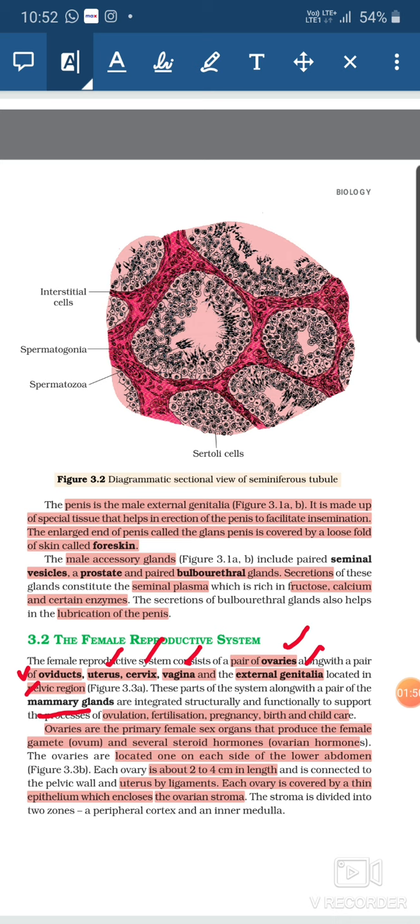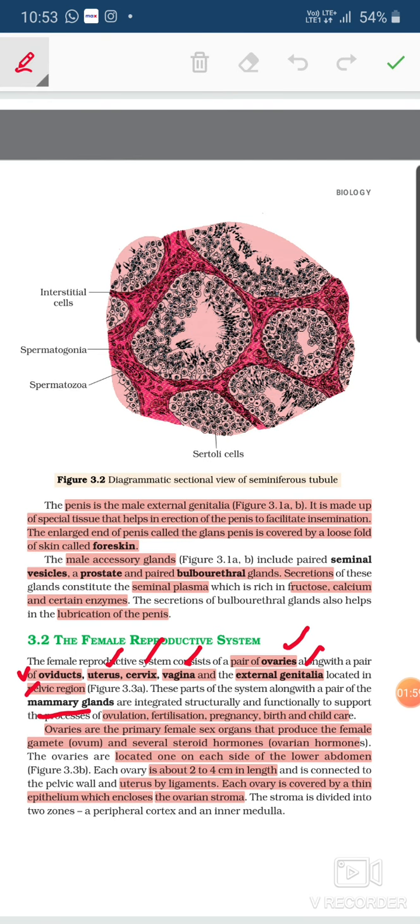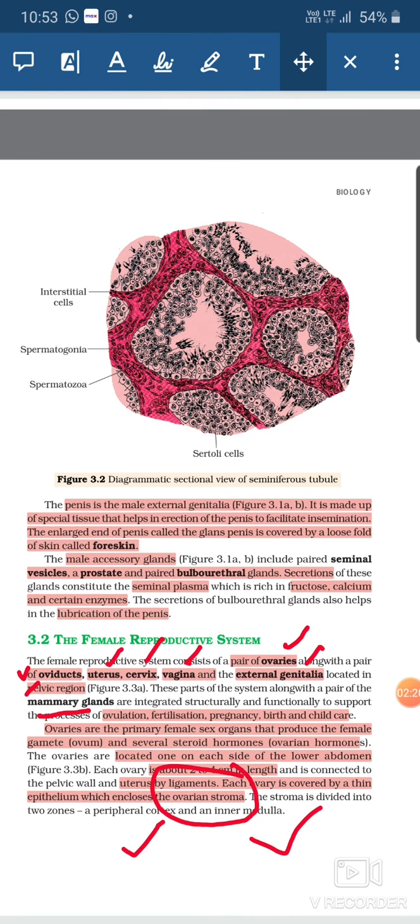Each ovary from outside is covered by a thin epithelium tissue. Inside this epithelium there is the ovarian stroma. This ovarian stroma region is divided into two major parts: the first is the peripheral cortex, and the other one is the inner medulla region. This is all about the ovaries, the primary female sex organs.